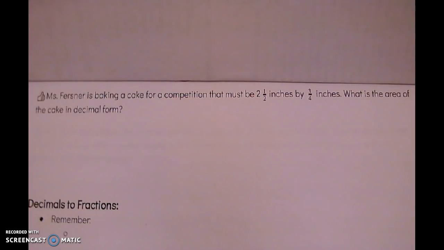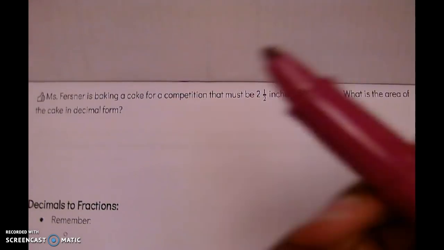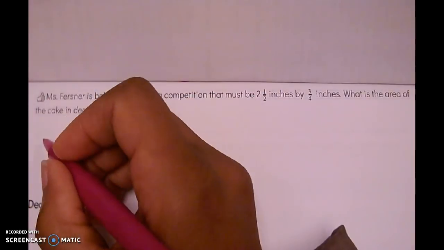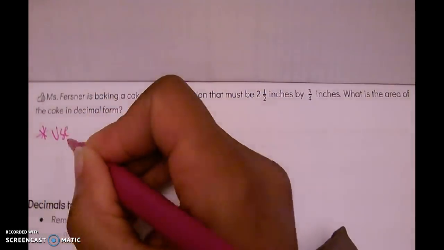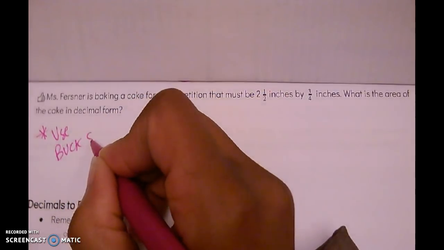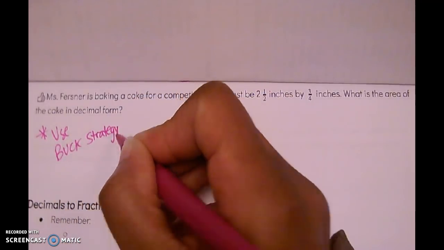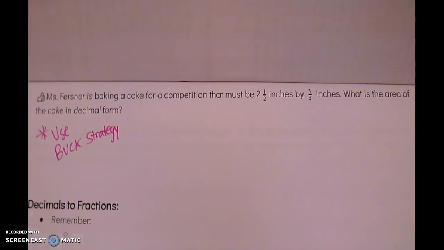This problem is going to require us to use our buck strategy. Okay? So I want you to be sure to use your buck strategy here. Okay? You can pause the video here, solve the problem, and then press play to see the answer. Ms. Firstner is baking a cake for a competition that must be 2.5 inches by 3/4 inches. What is the area of the cake in decimal form?